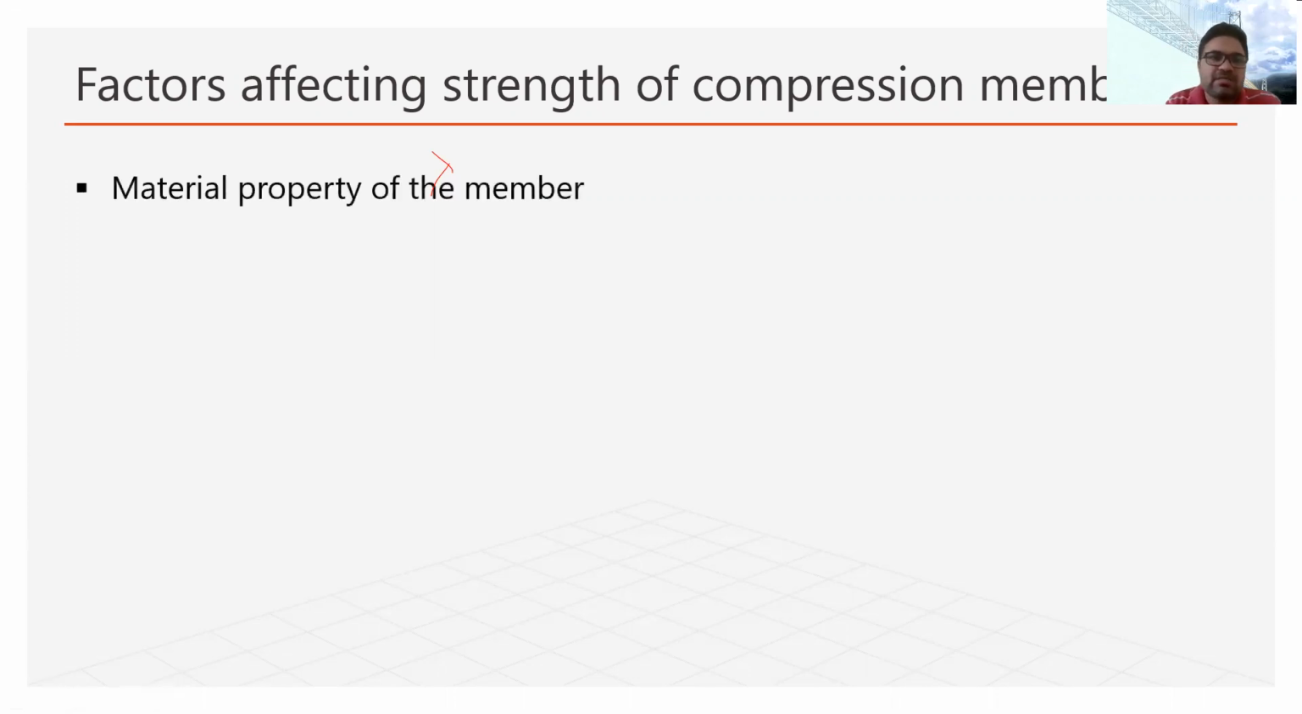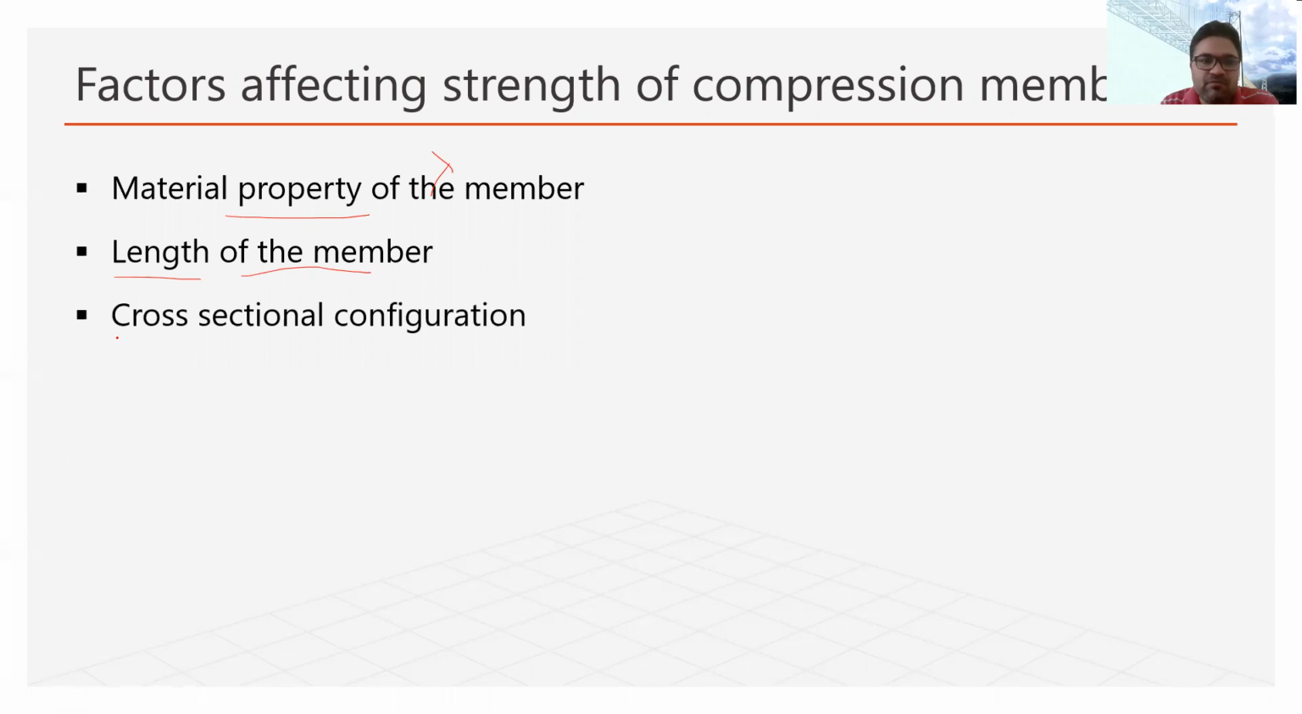First is the material property. The material may not be homogeneous, and because of that, the actual strength will be less than the strength given by Euler's formula. Similarly, the length of the member also affects the compression member. This we have seen in the formula also.